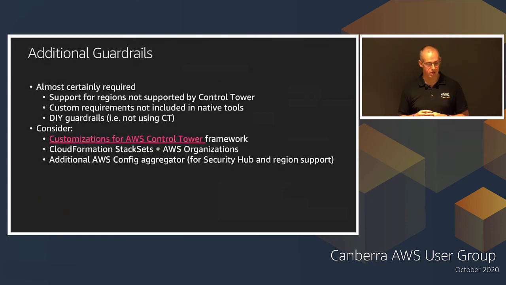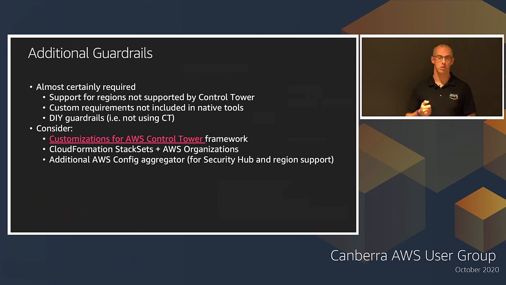In terms of additional guardrails, you're almost certainly going to need these at some stage in your cloud journey. The built-in guardrails will get you a long way down the path, but you'll almost certainly want to tailor them to your organisation in some way. Examples might be if you are running multi-region, supporting regions that are outside of Control Tower's remit, or just doing something that isn't included in the native toolset. And if you're rolling your own environment, if you've built your own custom automation, obviously you're doing this already. Again, customizations for Control Tower can help you here if you need to do some additional stuff, specifically custom checks.